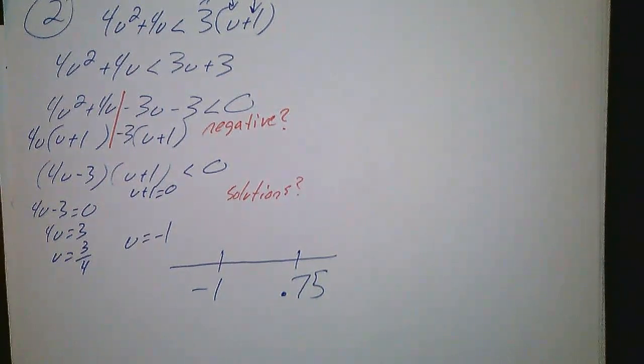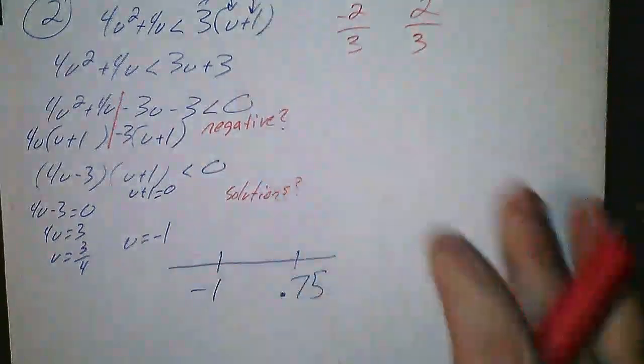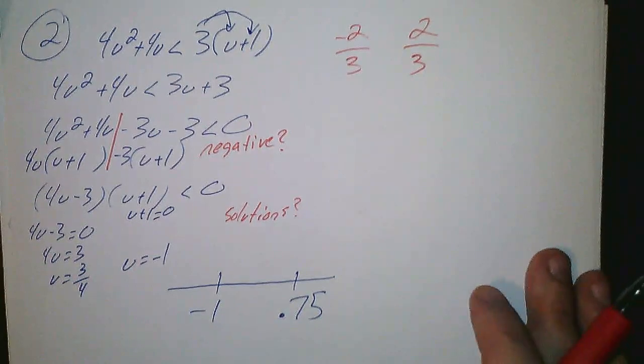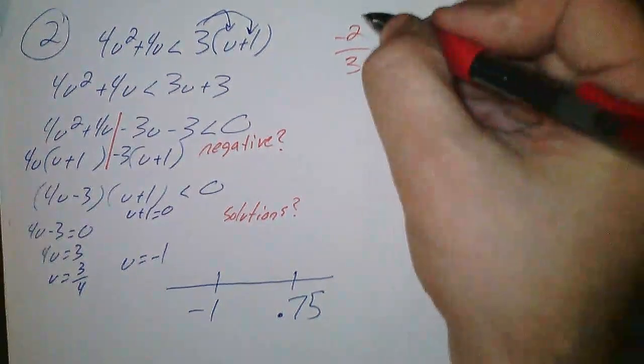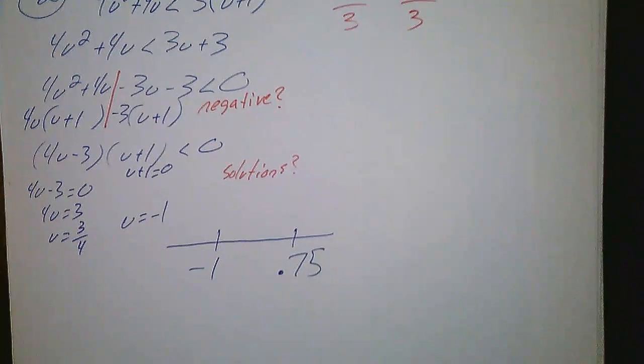Students will ask, what does it mean by exact solutions? On the first video I made, we had like 2/3 and -2/3. We could not use 0.6, of course. That would be an approximation. So this is what it means by exact. 0.75 is what we call a terminating decimal. So it wouldn't matter if we used 0.75, but get used to using the fractions, I guess.